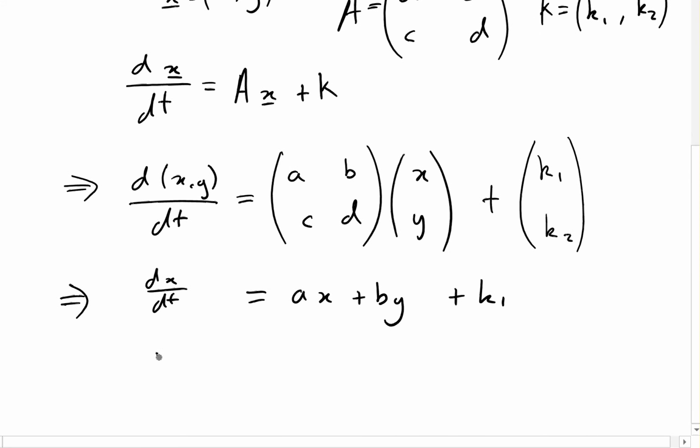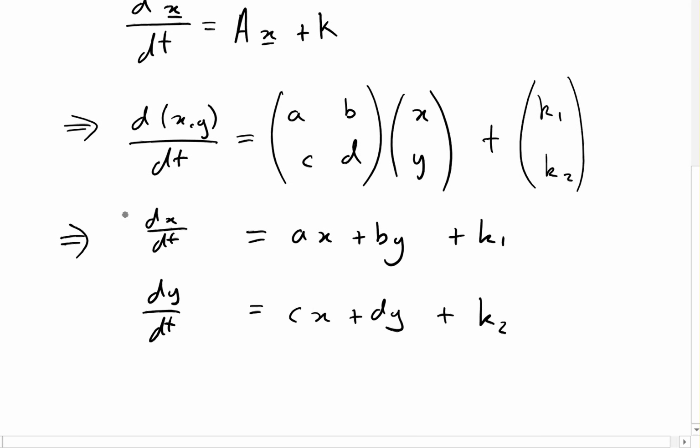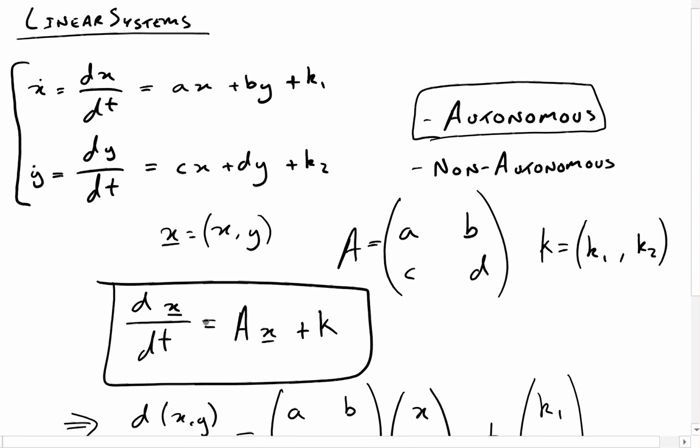Now let's consider dy by dt. That should be equal to c times x, considering the second row, so cx plus dy, good, plus the second element of this vector here, k2. That's good. So I've got it back out again. In other words, it works. Big tick. Cool. So now I can just consider these two equations combined looking like this. And obviously, you should be able to see that if you have n different variables, you just have an n-dimensional vector here and an n by n matrix here, and then just n constants on here.